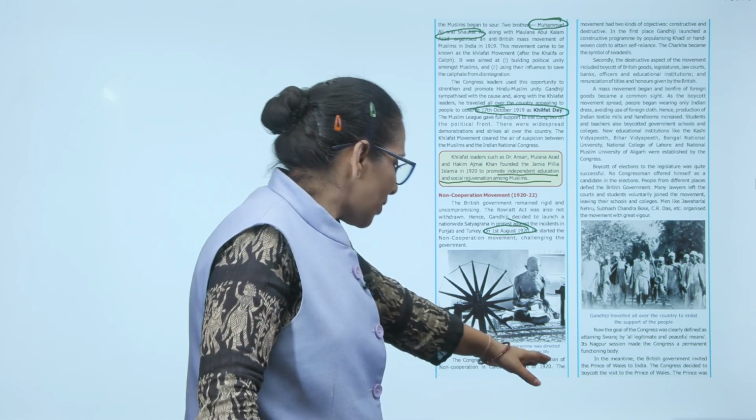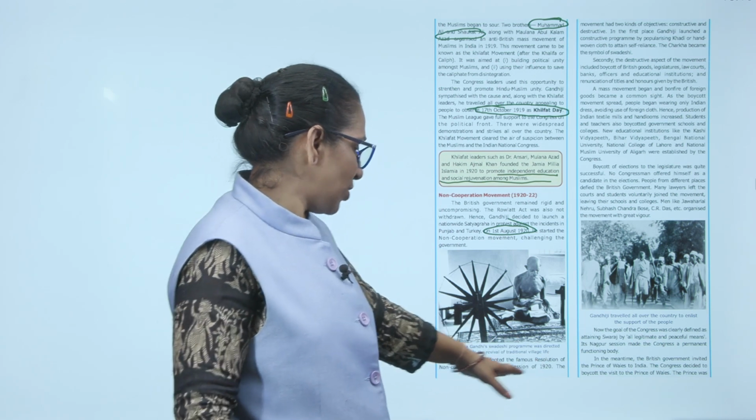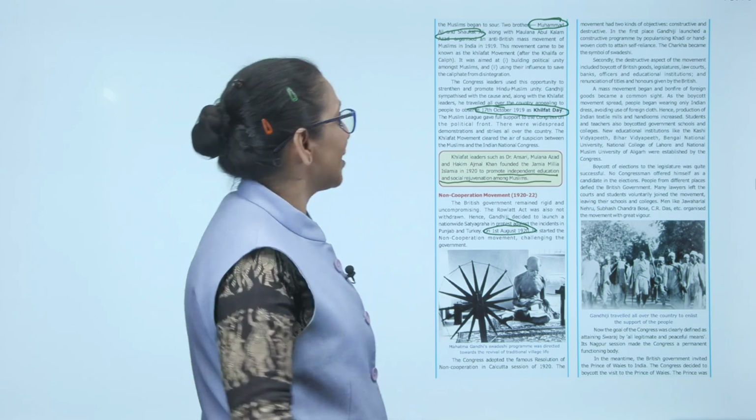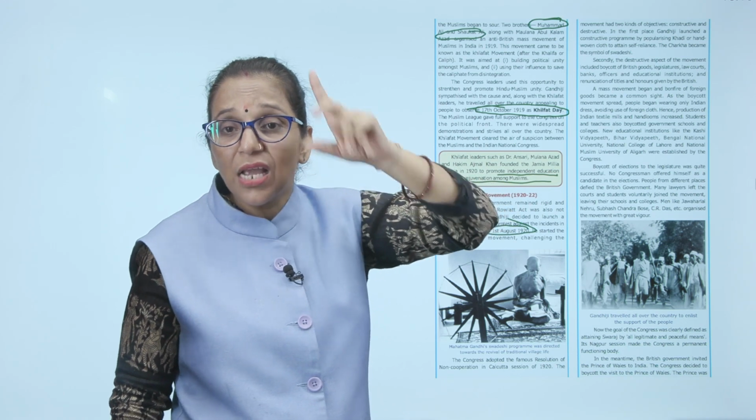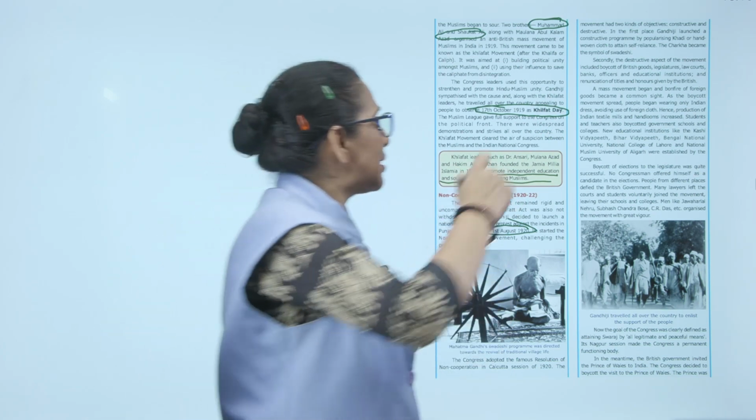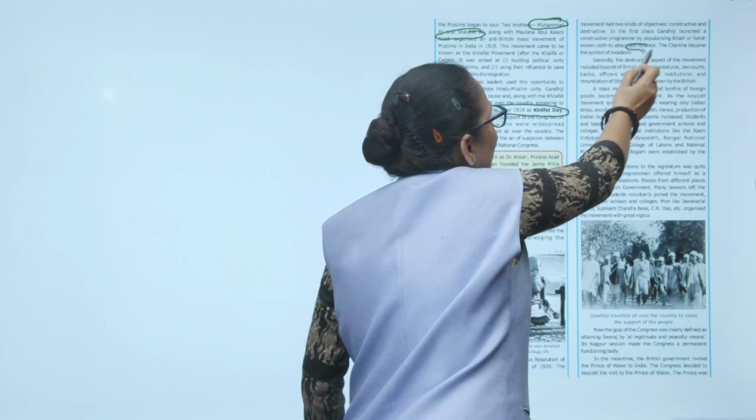Now, the Congress adopted the famous resolution of non-cooperation in the Calcutta session in 1920, and the movement had two kinds of objectives. In the first phase, Gandhiji launched a constructive program by popularizing khadi, or hand-woven cloth, to attain self-reliance. The charkha became the symbol of Swadeshi.